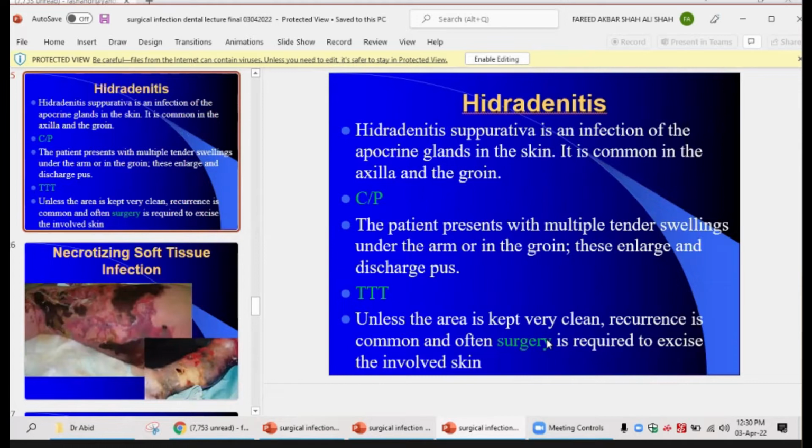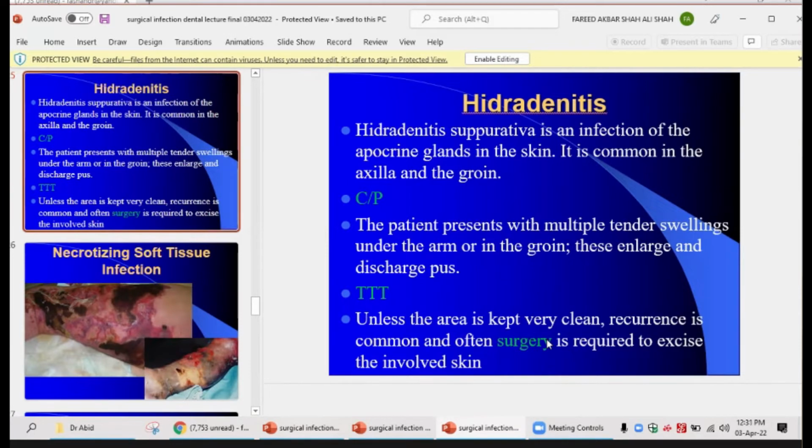Okay, hidradenitis suppurativa is an infection of the apocrine glands in the skin. It is common in the axilla and the groin. It is usually seen in the armpits and the groin area. And these are again very difficult infections to treat. And these are again multiple tender swellings under the arm or in the groin.